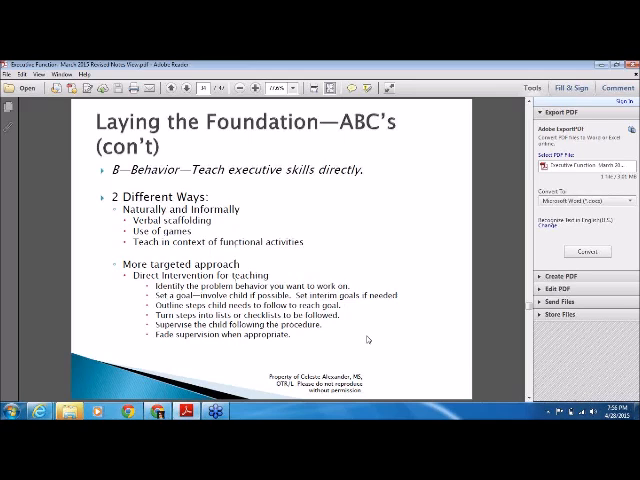They're there for you to use, and they do give permission to reproduce them. So turn these steps into lists or checklists that can be followed. And again, you supervise the child following the procedure, and then fade supervision when appropriate. Again, it's what we do as OTs.